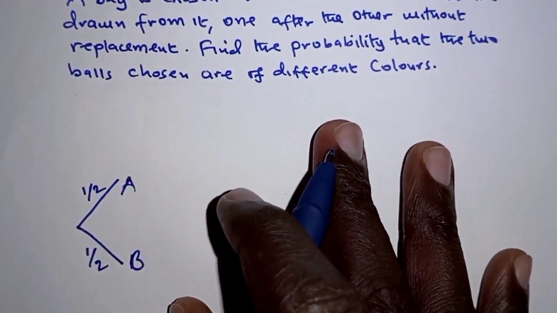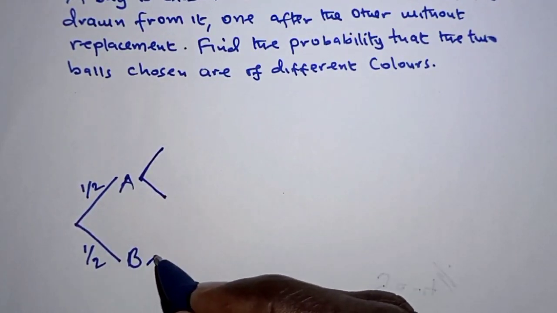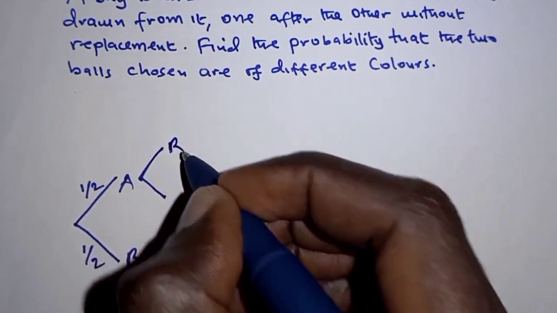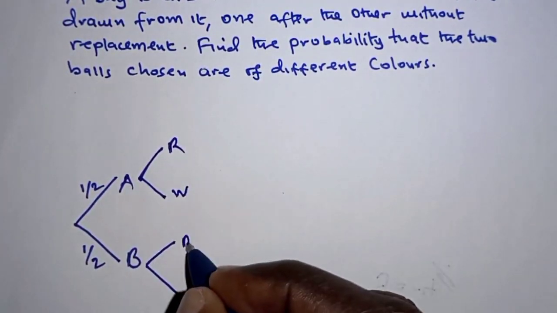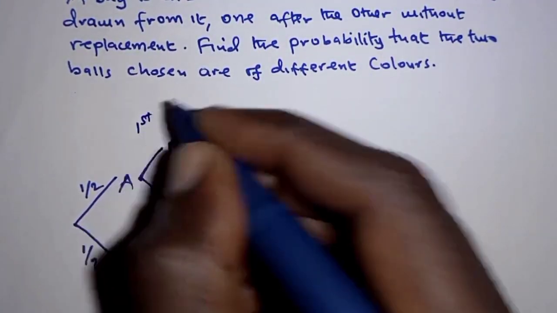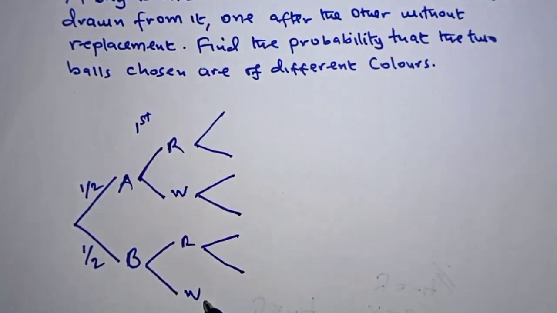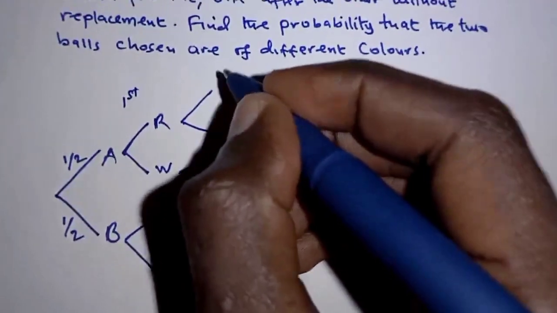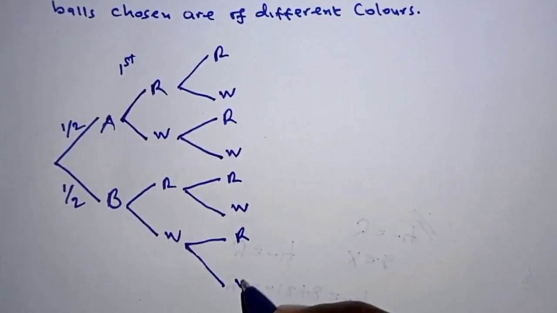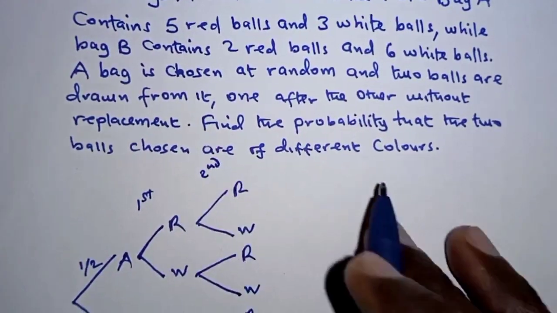Now we have 2 balls picked from the bags. This should represent the first picking. So it's either a red ball or a white one, red or white. So this is for the first picking. Then we'll also add for the second picking. So the option is it's either a red or a white. So this should give us the second picking, all of this.